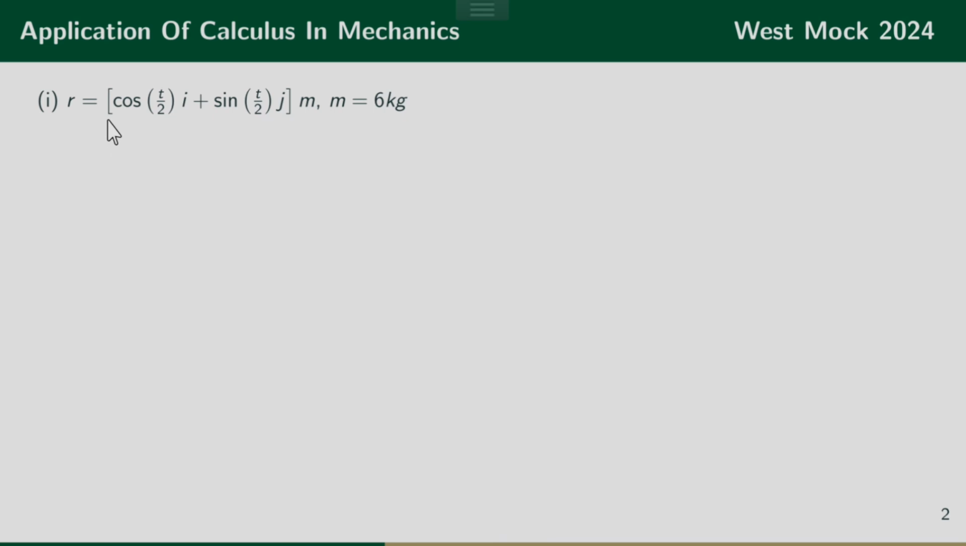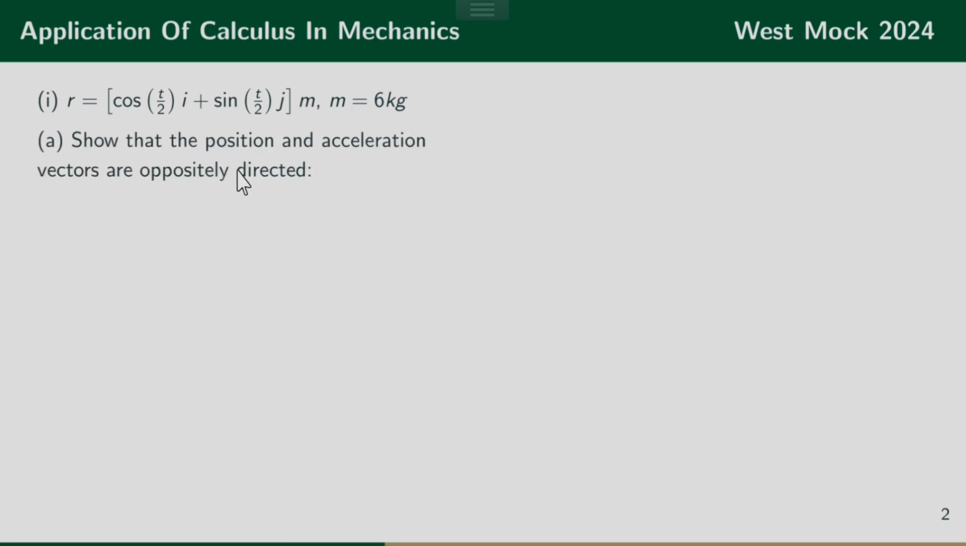Now, this is the expression for the position vector of the particle P at any time t, and here is the mass of the particle. The first question is that we are required to show that the position and the acceleration vectors are oppositely directed. What does that mean? It means they are parallel but moving in opposite directions. So we are required to show that the acceleration equals negative lambda times the position, where lambda is a positive constant.